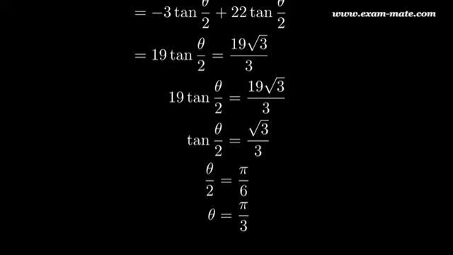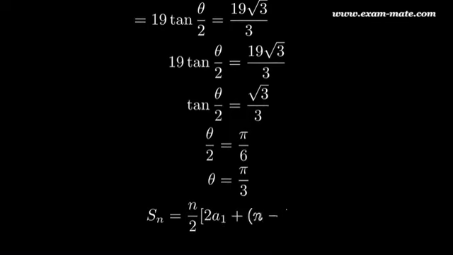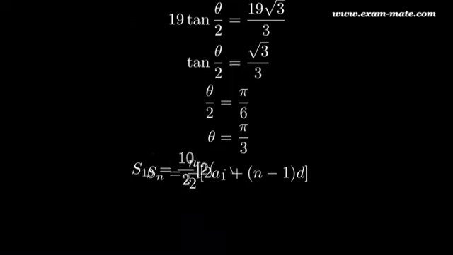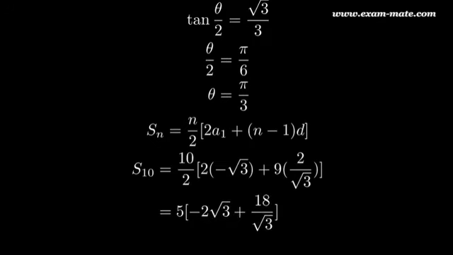Now for part 2, we need to find the sum of the first 10 terms. We'll use the arithmetic sequence sum formula. S sub n equals n over 2 times [2a 1 plus n minus 1 times d]. Let's substitute n equals 10. a 1 equals negative 3 tan theta over 2, which we now know equals negative root 3, and d equals 2 over root 3. Let's simplify this expression.